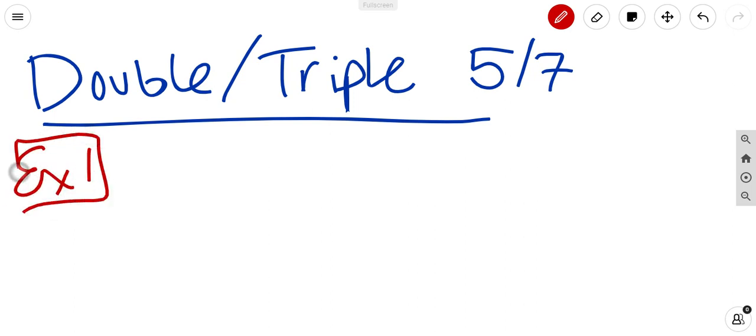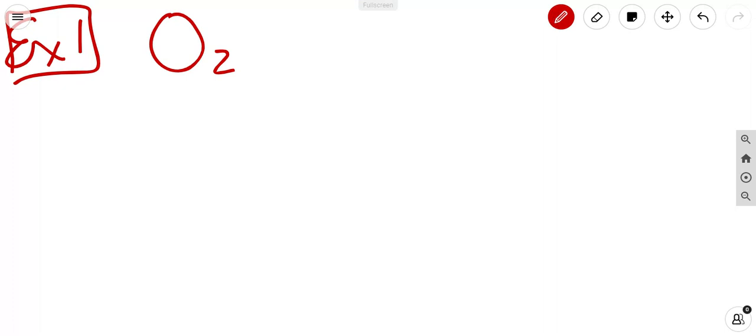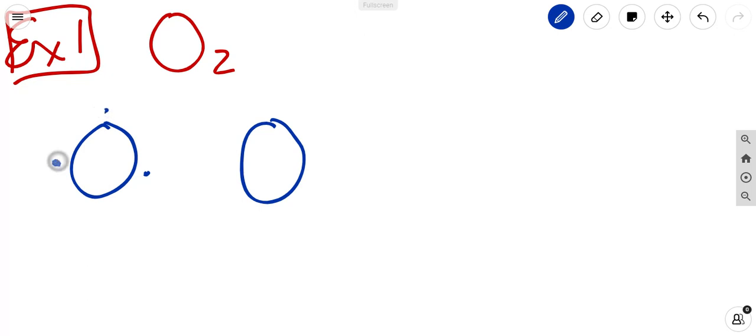So example 1 would be O2. Okay. So this is what we call a diatomic molecule because it just exists as itself twice. If you were to name it, I would name it dioxide. And so I'm going to draw 2 oxygens based on the subscript. Find oxygen on the periodic table. It's in group 16. So there are 6 valence electrons.